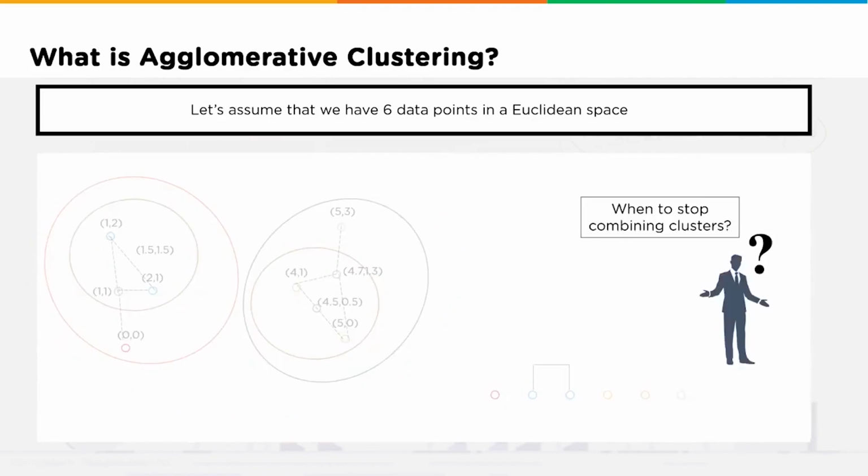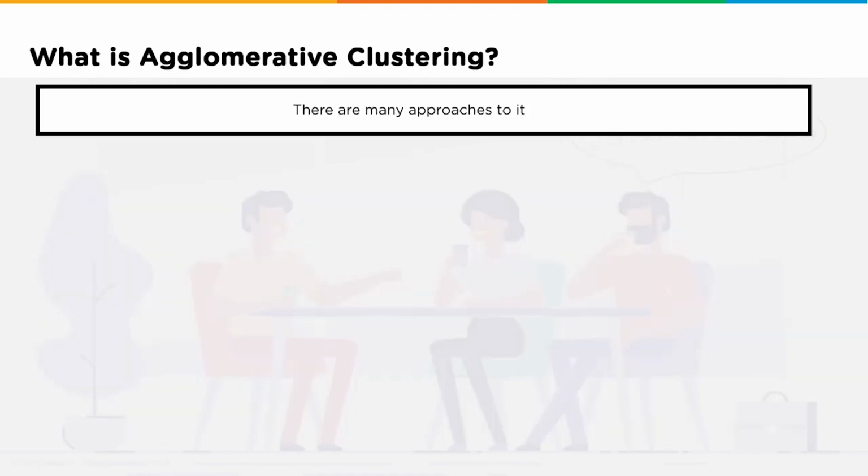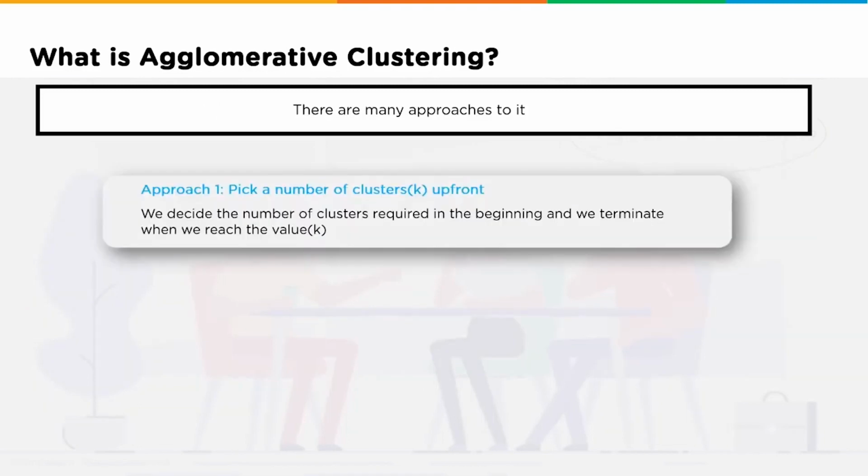So when do we stop combining clusters? Well, hopefully it's pretty obvious to you. In this case, when they all got to be 1. But there are actually many approaches to it. So first, pick a number of clusters k up front. This is done because we don't want to look at 200 clusters. We only want to look at the top 5 clusters or something like that. So we decide the number of clusters required in the beginning and we terminate when we reach the value k.